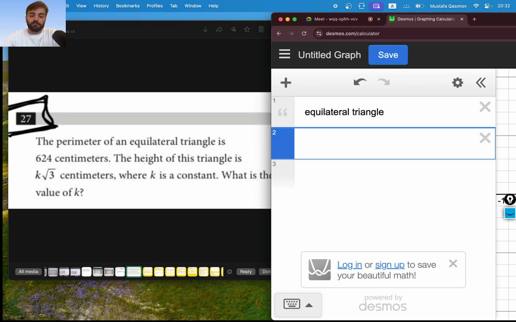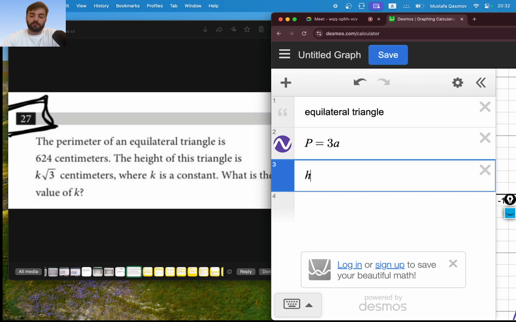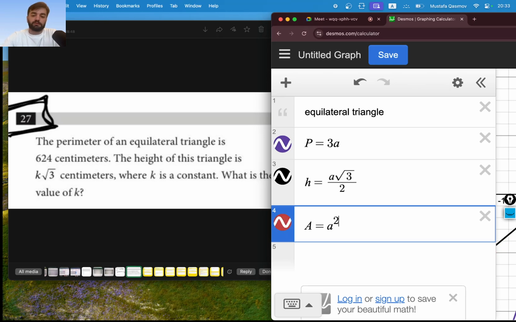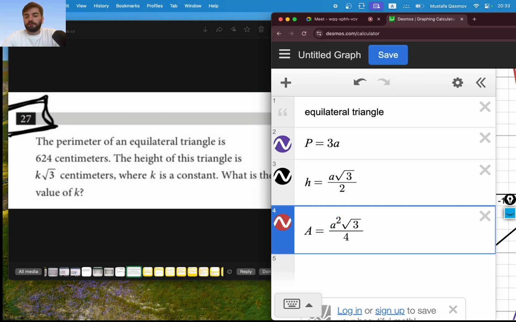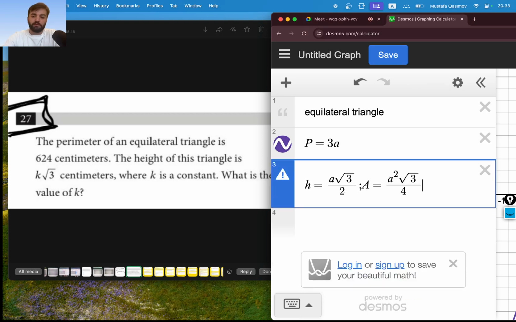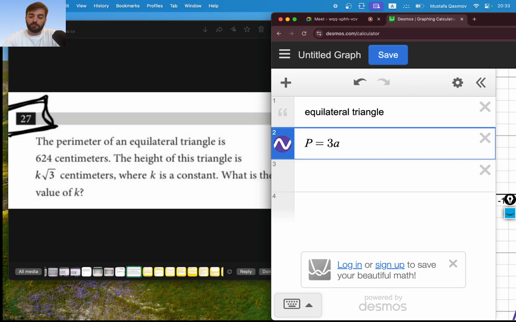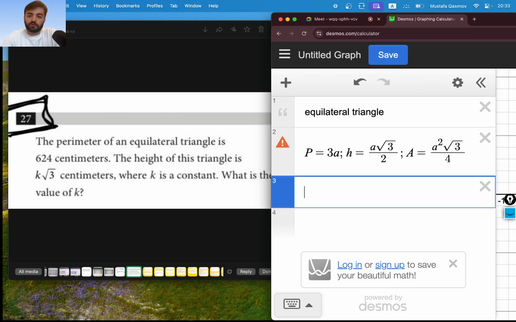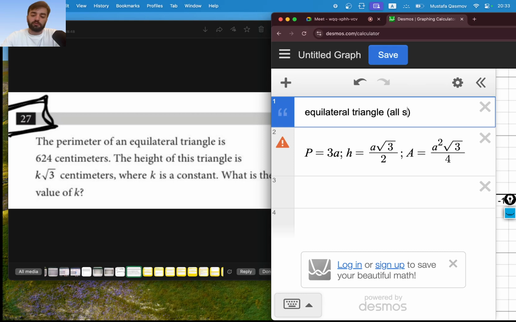So we know that perimeter is equal to 3a. Let's say a is the side here. We know that height is equal to a square root of 3 over 2, like this, and area is equal to a squared square root of 3 over 4, like that. Okay, you have to memorize this formula. It will help you in some questions. So you don't need to draw the equilateral triangle right now. Equilateral triangle means that all sides are the same, by the way, if you don't know.